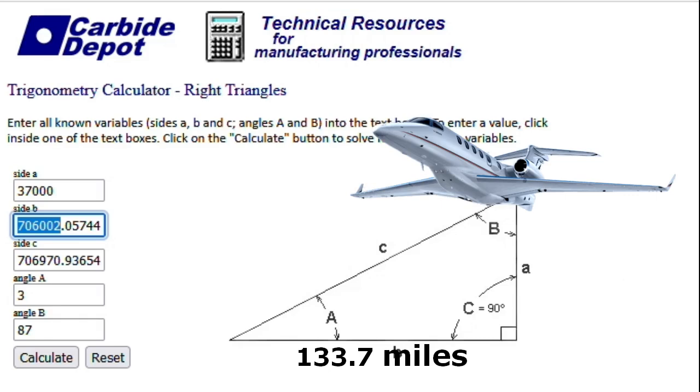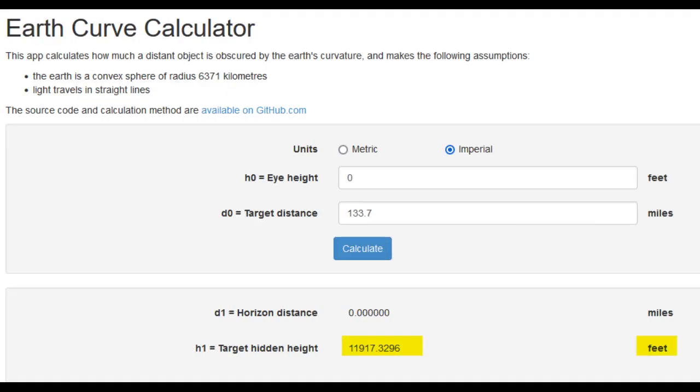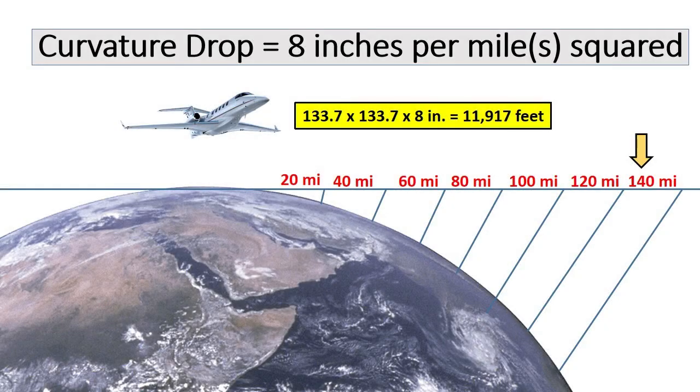Here's the major globe problem. At 133.7 miles, what is the curvature drop if we lived on a ball? Plug in our amounts, and we get a curvature drop of 11,917 feet at that distance. You reach the same results with the 8 inches per mile squared calculation. Do you think 11,900 feet would be important for a pilot?